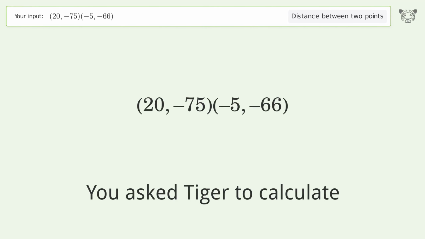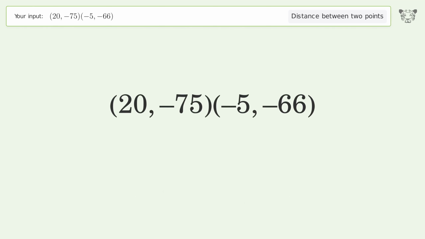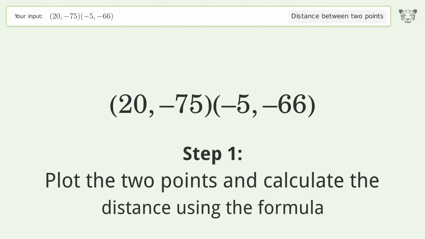You ask Tiger to calculate. This deals with the distance between 2 points. The distance between the 2 points is the square root of 706, or 26.571. Let's solve it step by step. Plot the 2 points and calculate the distance using the formula.